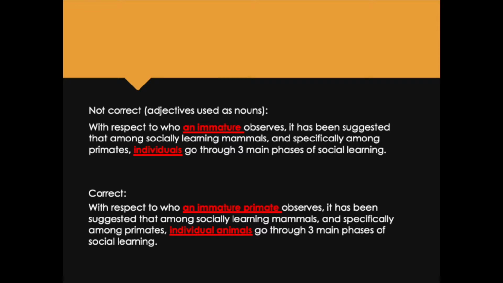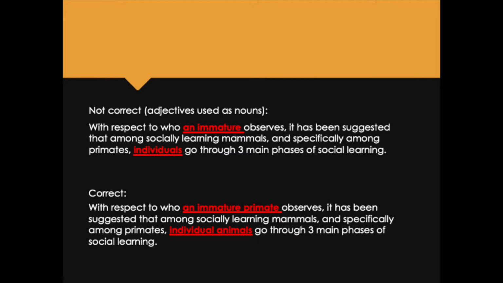This time the sentence is using an adjective as a noun. It says, "with respect to who an immature observes, it has been suggested that among socially learning mammals, and specifically among primates, individuals go through three main phases of social learning." Immature is an adjective. It's describing the state of being of some noun. It's not a noun by itself, so it shouldn't be used as a noun.